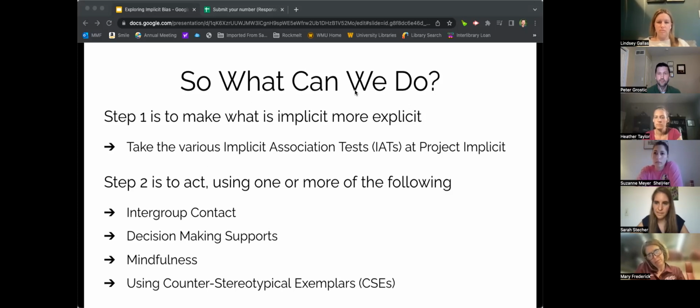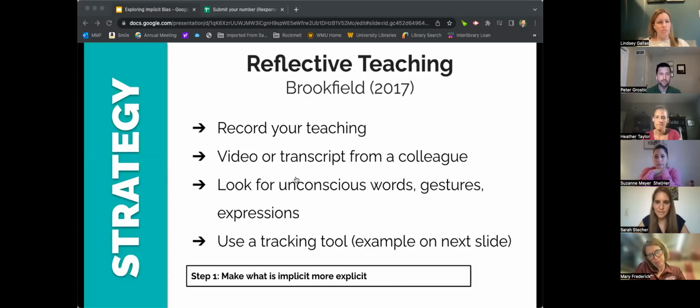And then finally, we can use counter-stereotypical exemplars, or CSEs. So this is when we use information, images, or narratives that defy common stereotypes or expectations. We can do this in our classroom, right? In the same way that our implicit biases are formed through repeated experiences, we can unlearn some of these associations through repeated exposure to these CSEs, okay? So let's get a little bit more specific. I'm going to throw it to Sarah for our first specific strategy.